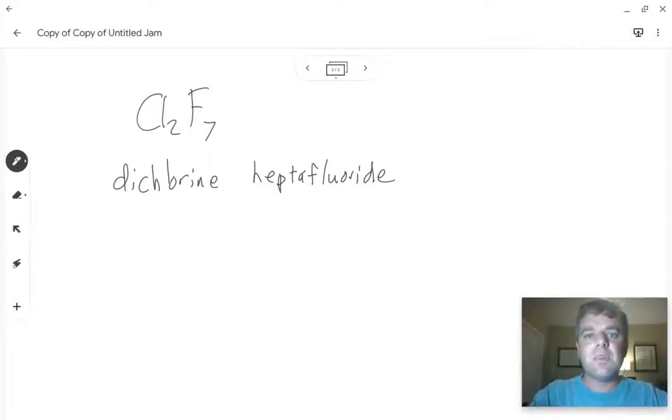It's that simple. I do want to remind you of this. Just like with the names of elements, the names of compounds are not considered proper names. We don't capitalize them. It's all done in lowercase. It is, however, 2 words. It's the dichlorine and then the heptafluoride. There is a space in between them.